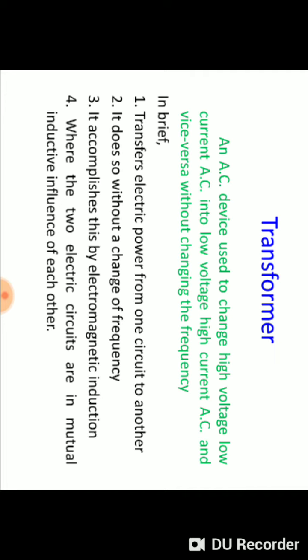Hello. Let's study the topic of single phase AC transformers. A transformer is an AC device used to change a high voltage low current AC into a low voltage high current AC and vice versa without changing the frequency. Thus, it just transfers electrical power from one circuit to another circuit without changing frequency.